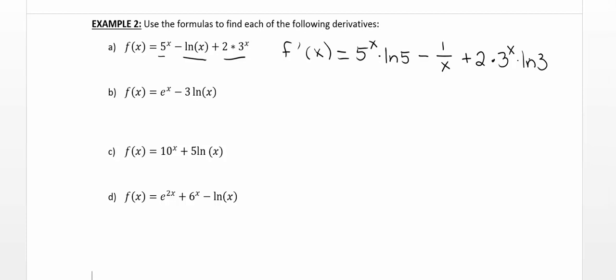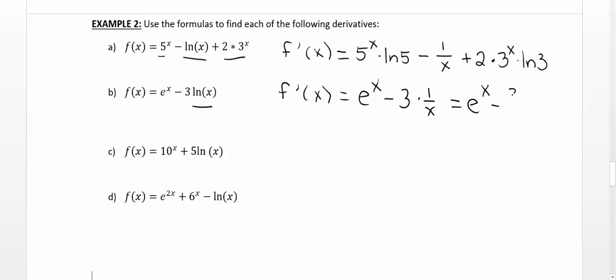Let's do part B. The derivative here, again, we can go term by term. The first term here is e to the x. We said the derivative of e to the x was e to the x. Then 3 times the derivative of the natural log, which is 1 over x. This last term, just so you know, we could write as 3 over x because we can multiply the 3 into the numerator. It means the same thing.